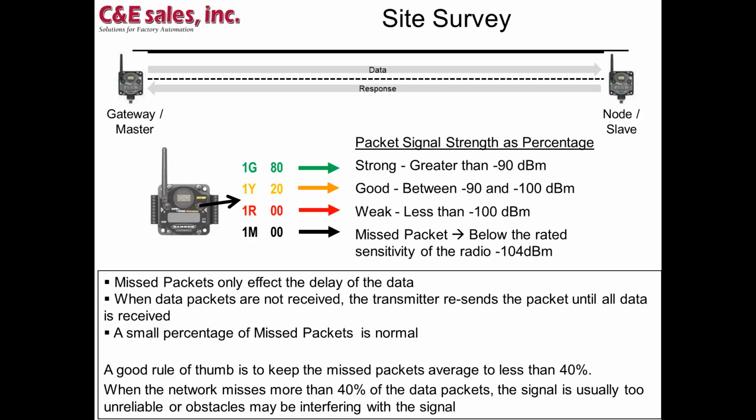Basically, in looking at these, a good rule of thumb is to keep the missed packet average at less than 40%. When the network misses more than 40% of the data packets, the signal is usually too unreliable or obstacles may be interfering with the signal. And a missed packet doesn't really mean you missed the data, but it has to retransmit. So that adds more time or delay into the communication.